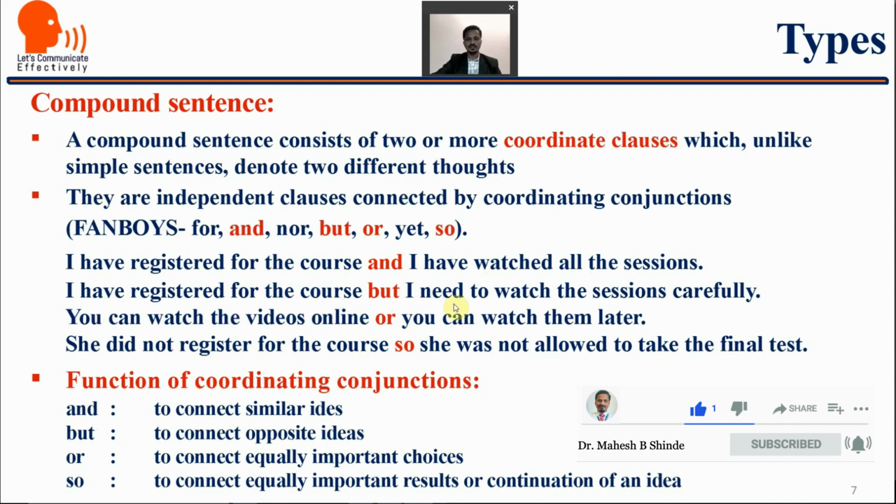I have registered, but I need to watch the sessions. I have not watched yet. Or is used to connect equally important choices, like you can watch the videos online, or, as the second choice, you can watch them later, equally important choices. And so is used to connect equally important results or continuation of an idea, like she did not register for the course, so she was not allowed to take the final test.